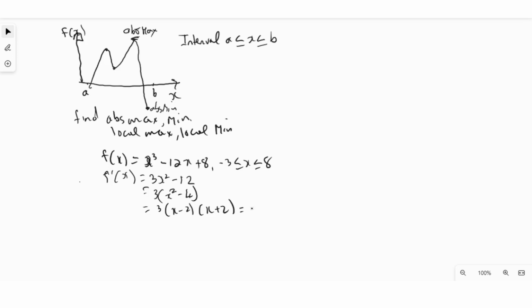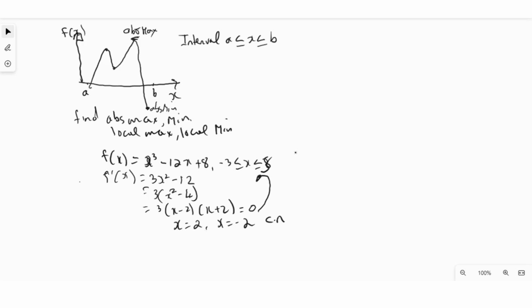We make this equal to 0, and the values we get for x, equal to 2 and equal to minus 2, are called critical numbers. A critical number is any number which makes the first derivative 0 or undefined. Once we have the critical numbers, we check if these critical numbers are on the domain. Our domain is from -3 to 3, so I check here on the domain. Yes, -2 and 2 are on the domain.